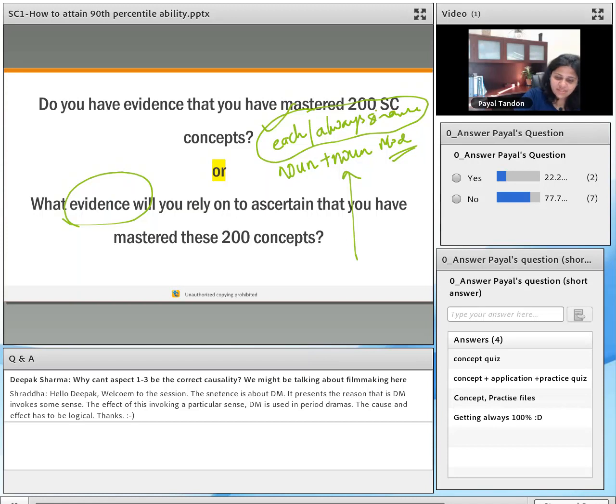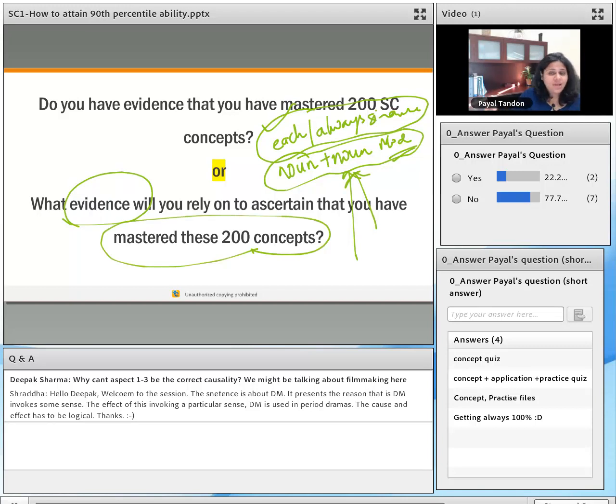Likewise, which concept file is going to give you this feedback that you have mastered noun plus noun modifiers? Getting 100% always, absolutely, I'm glad to see that. This feedback is going to be given in the modifiers module, in the file called noun plus noun modifiers. Okay, nowhere in the landscape of GMAT courses will you find this granular a feedback at concept level. And you need to have that feedback.